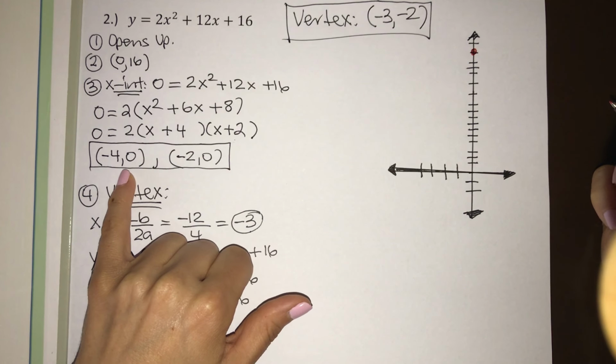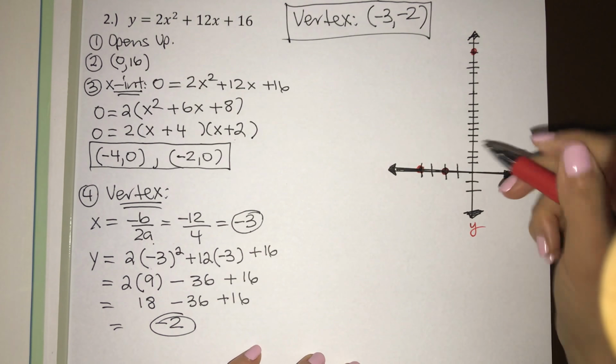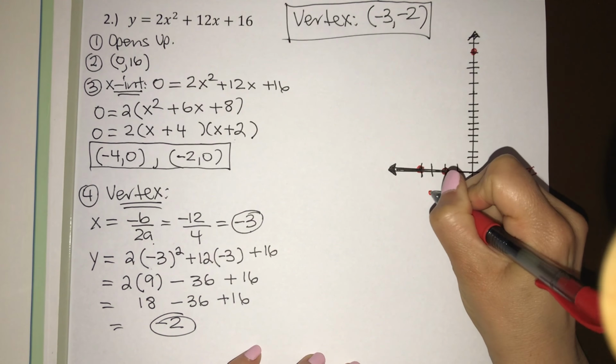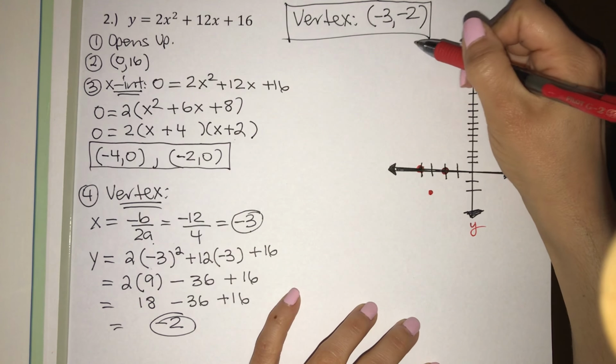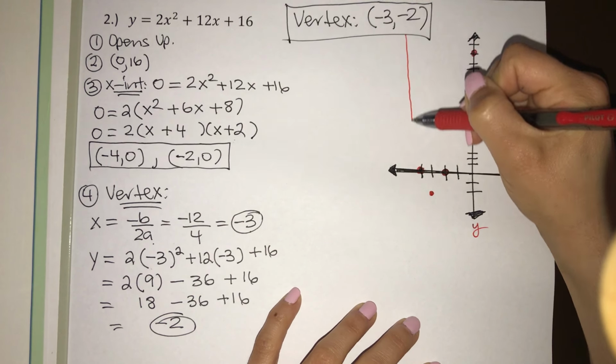And then we have our vertex, -3, -2. So here's -3 and -2. So that's my parabola. I just need to make sure I draw my U shape here. Make sure you're drawing a U shape.